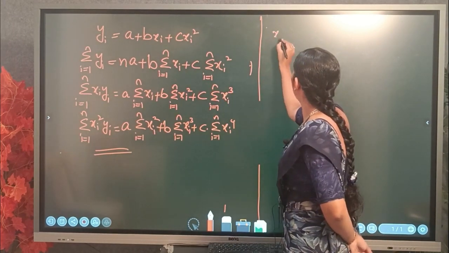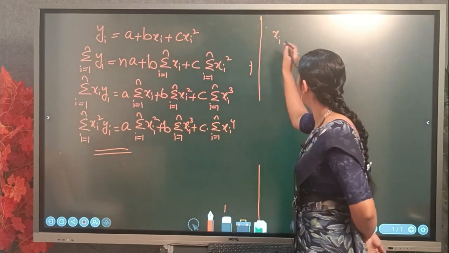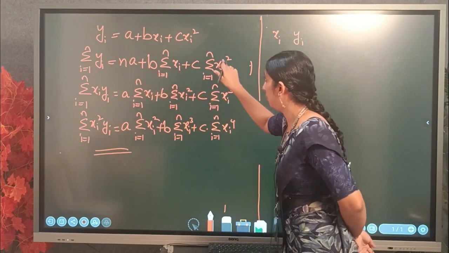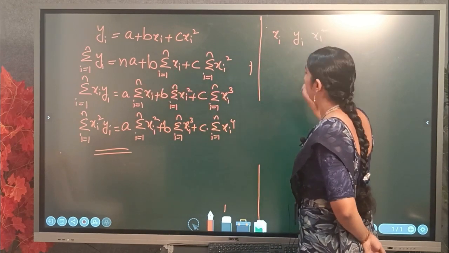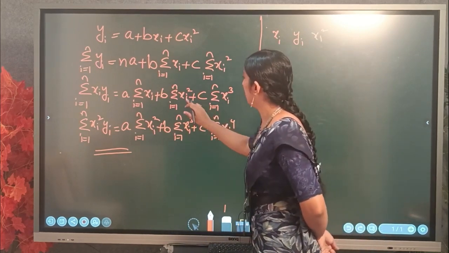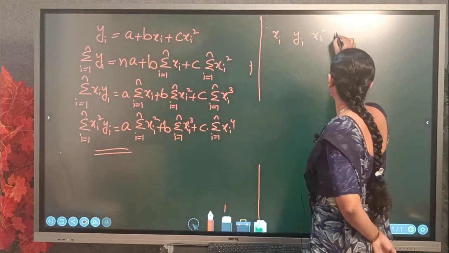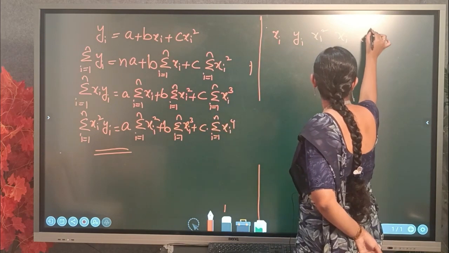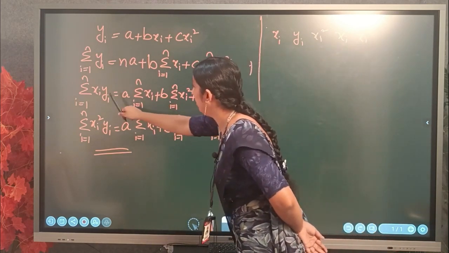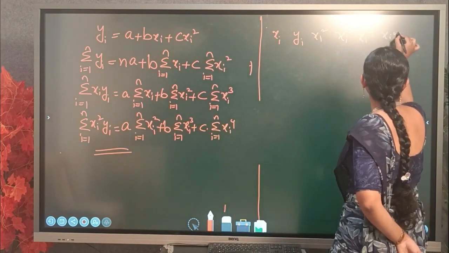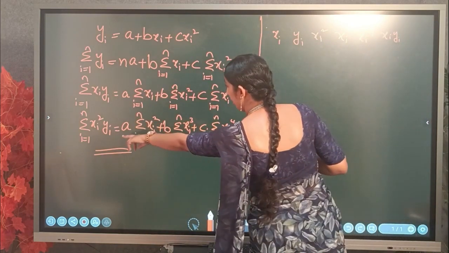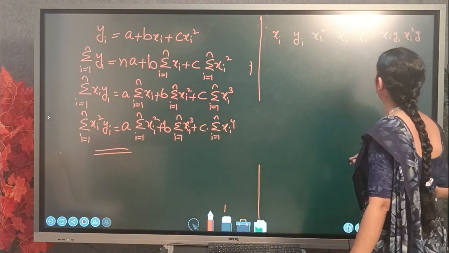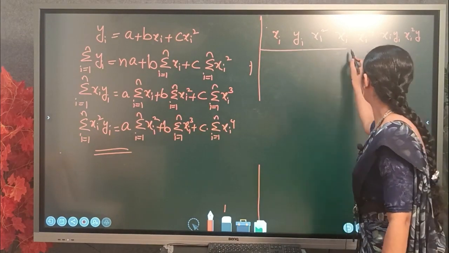That means you have to construct a table like xi, yi. What is here? xi square. Okay, and then xi square is already completed. What is here? xi cube, and here xi power 4. Is it enough? No, there is xi yi. After that xi square yi. Clear? So like this you have to construct a table.